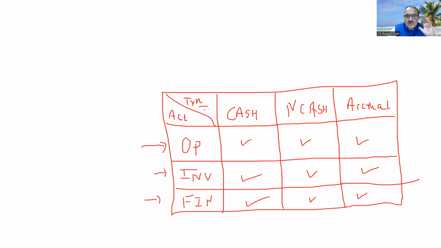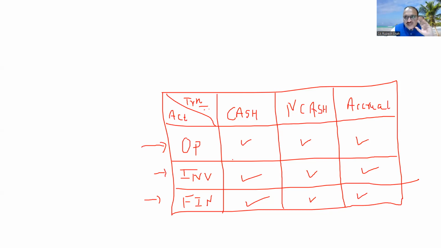So far, so good. This is a very basic thing which has to be absolutely clear, because then your analysis becomes much easier. Because our context is to understand, not to prepare the balance sheet, but to analyze the balance sheet.